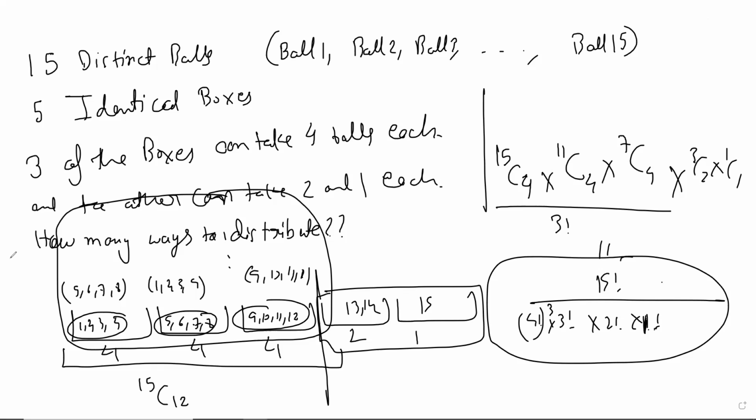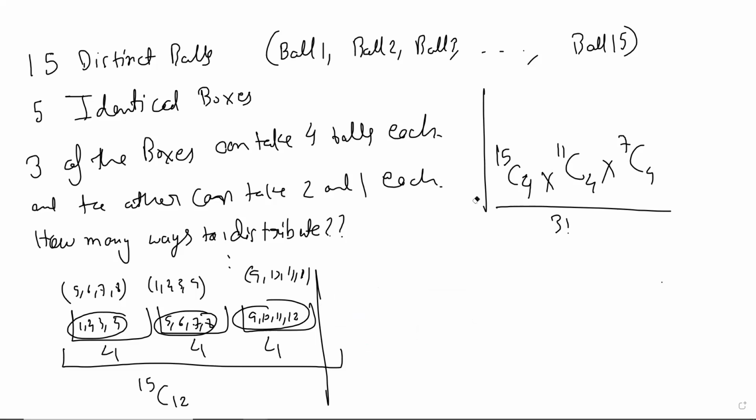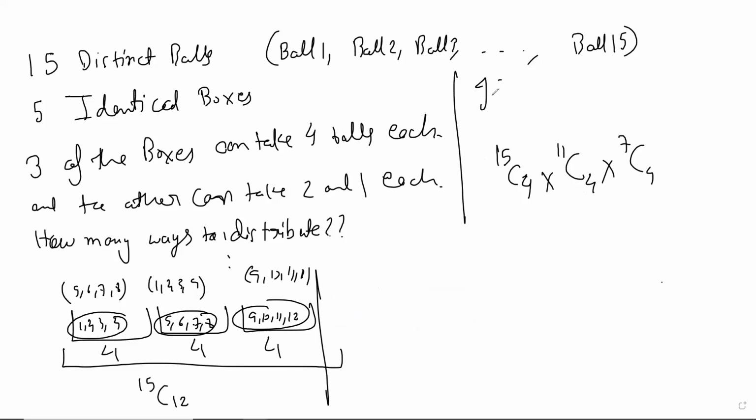That's right. Why did we divide by 3 factorial? See this that we are counting. Let's forget about the other 2 boxes now. That doesn't matter. This is the number of distributions if the boxes are identical. So if the boxes are distinct, then we have this many ways. Do you agree with this?